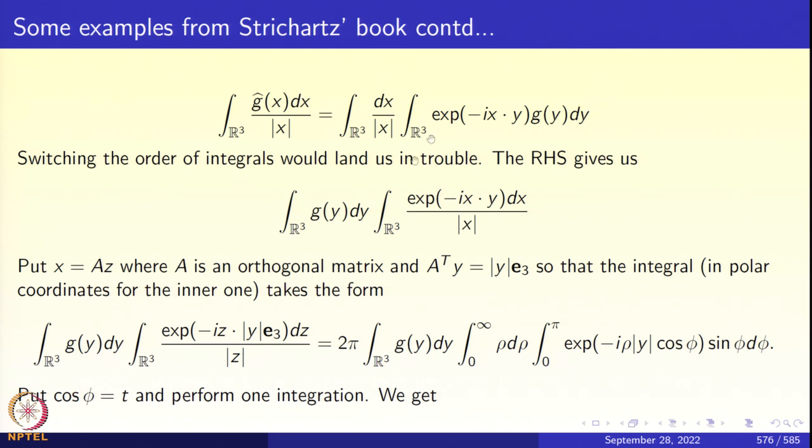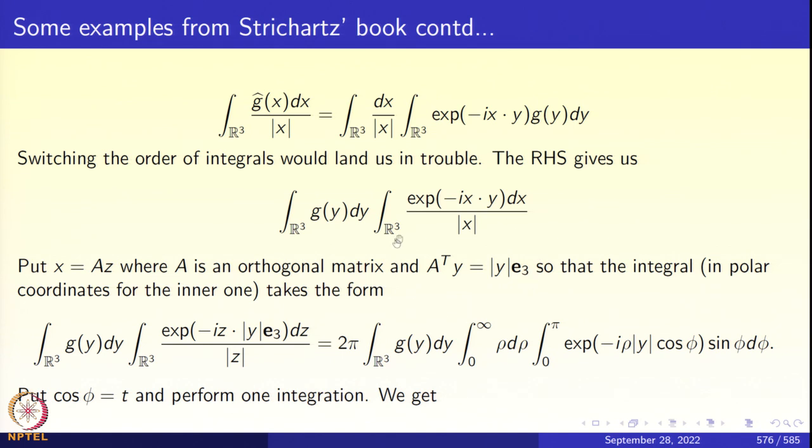The inner integral is e to the power minus ix dot y dx upon mod x. I'm going to put x equal to az, and the a will be thrown to the other factor. It will become a transpose y. And I'm going to select the rotation matrix A in such a way that a transpose y is simply aligned in the E3 direction. Again, you must go back to chapter 4 when we proved that a Fourier transform of a radial function is another radial function.